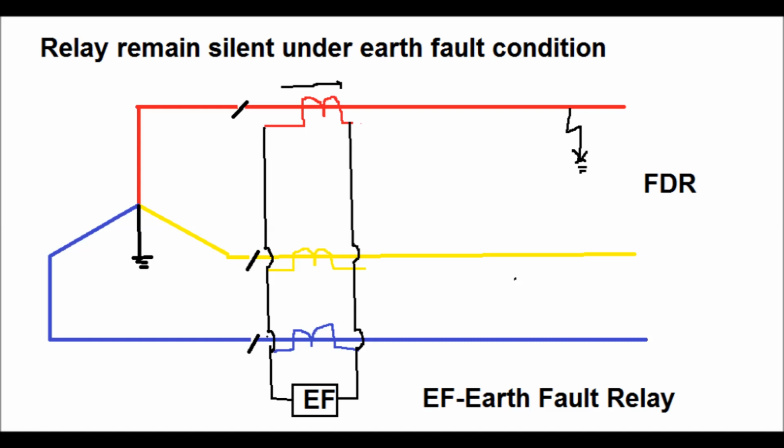But under floating neutral condition, as the neutral of the star winding is not connected to the earth, there is no return path for the earth fault, and during this condition the earth fault current will not flow. That is, the red phase current will not increase, and that is why the relay remains silent under earth fault condition. The relay is unable to clear the fault, and therefore the fault remains in hanging condition, and the voltage will overshoot in the other phases until and unless the fault is cleared.